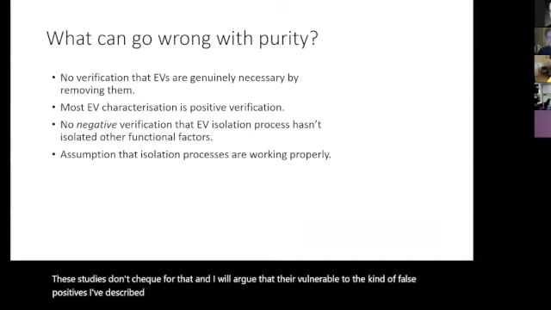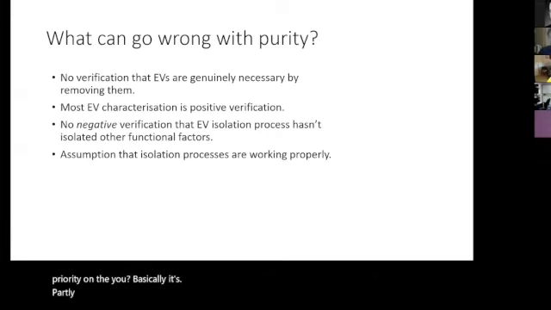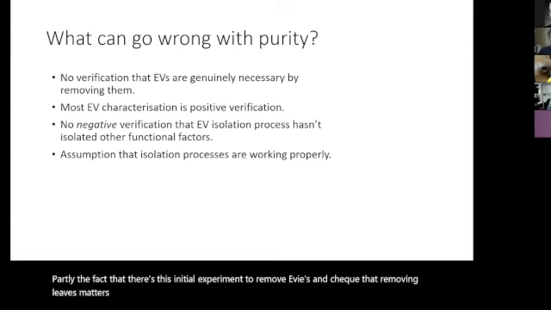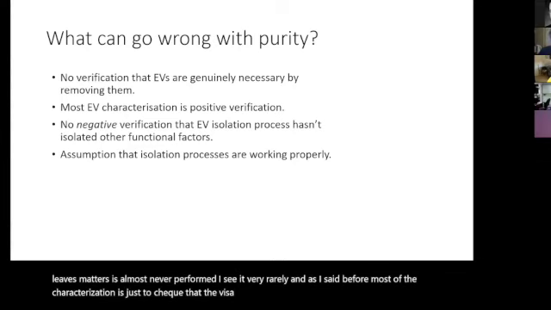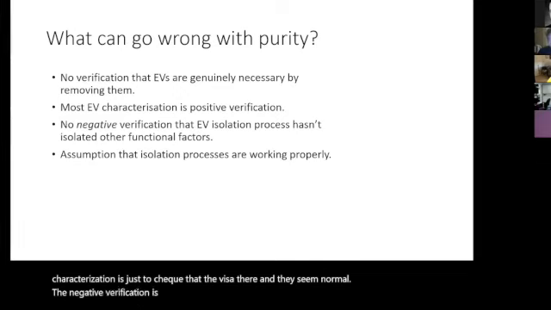So how can this happen? What can go wrong on the side of purity? It's partly the fact that this initial experiment to remove EVs and check that removing EVs matters is almost never performed. I see it very rarely. And as I said before, most of the characterization is just to check that the EVs are there and that they seem normal. The negative verification is not done quite as much.